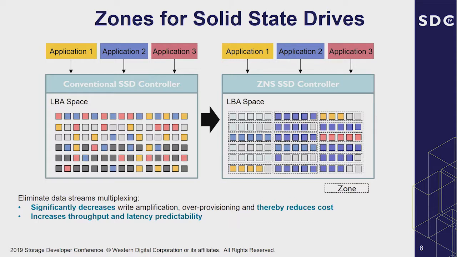And by separating data, we avoid the garbage collection case where data from one application has to be moved out of a zone that is being freed due to another application being done with the data. And this eliminates the data streams multiplexing and decreases the write amplification and over-provisioning needs and increases throughput and latency predictability.